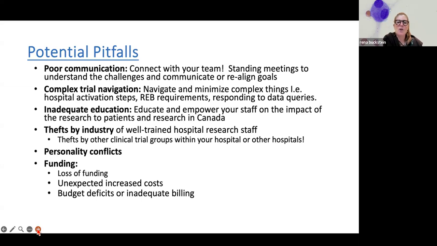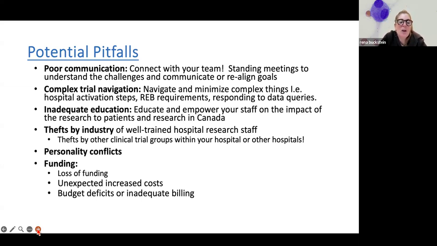Recognize that trials are complicated. There are so many steps to hospital activation. There are so many difficulties with REB requirements and data queries and so forth. Anticipate that so that it doesn't just turn you off from the research. If you anticipate it, it's not as bad as if you just throw your hands up and say, I can't do this anymore, I don't want to do this anymore. It's like anticipating pain from a procedure. If you anticipate it, it's not as bad as experiencing it for the first time.